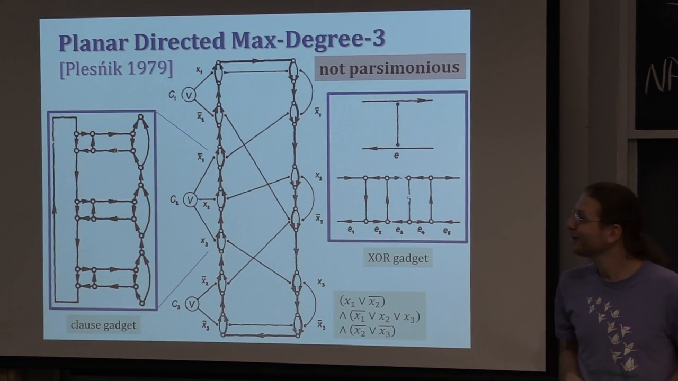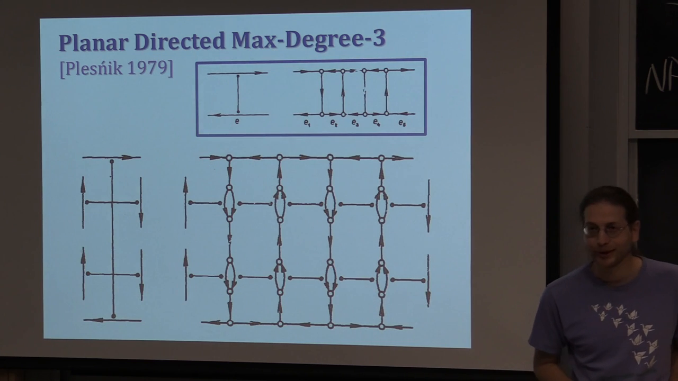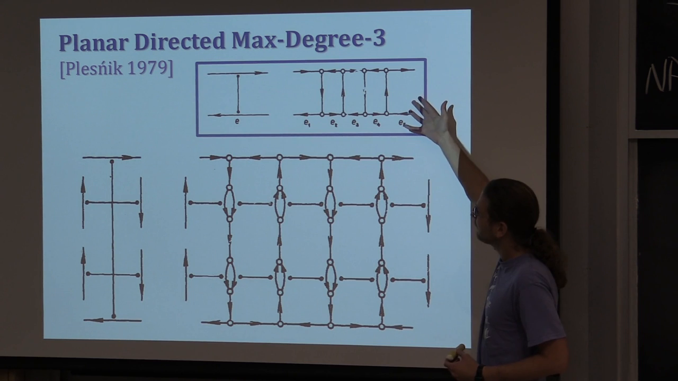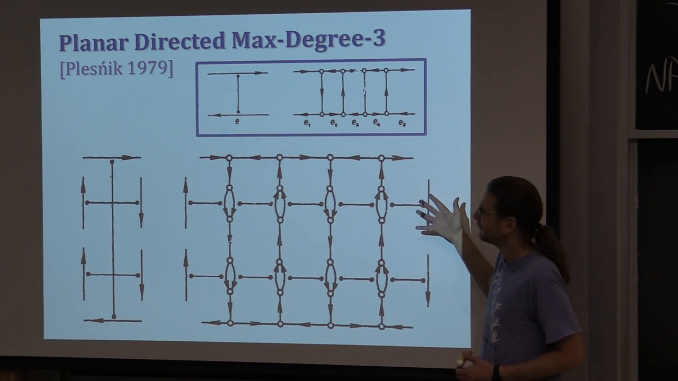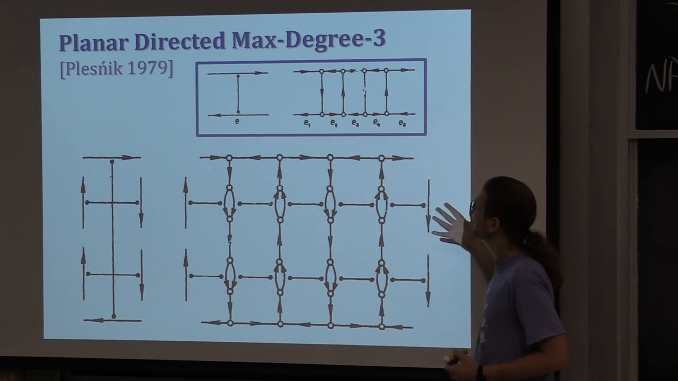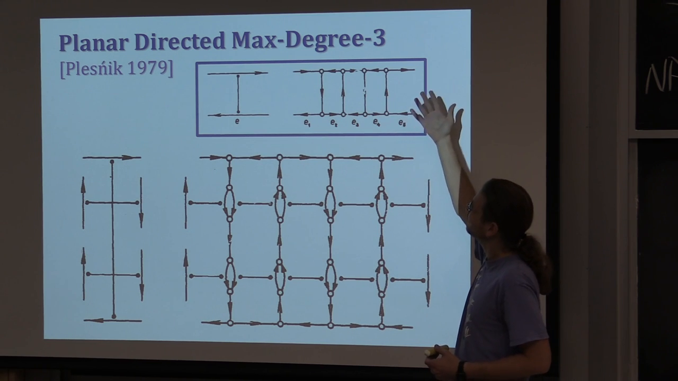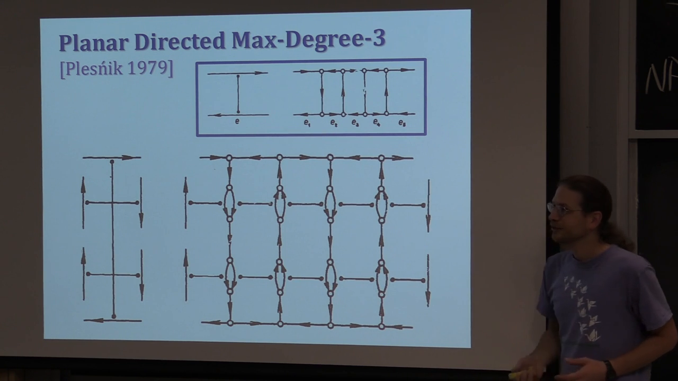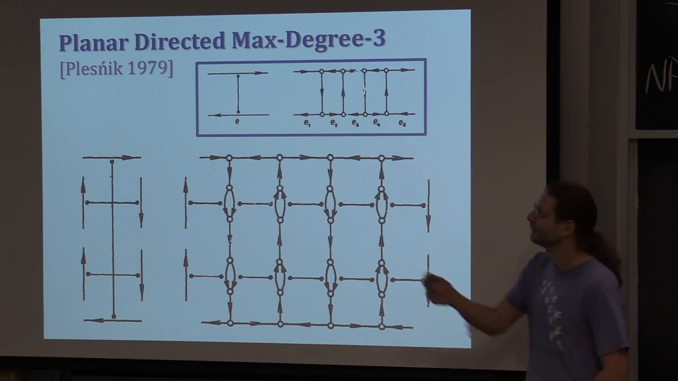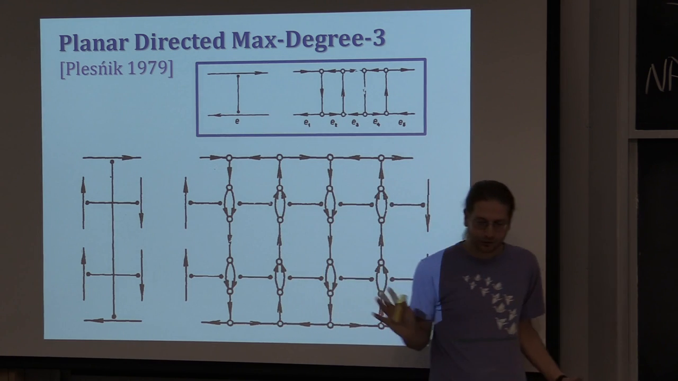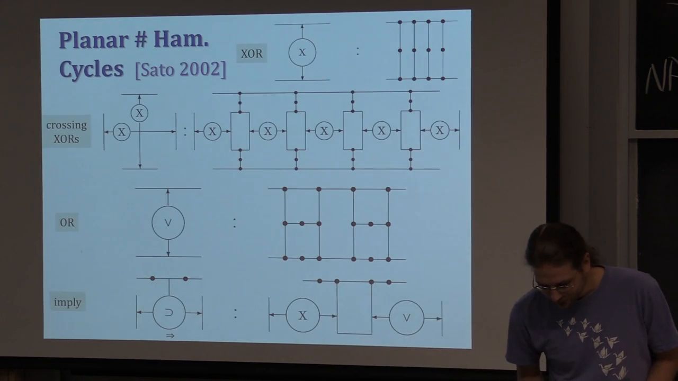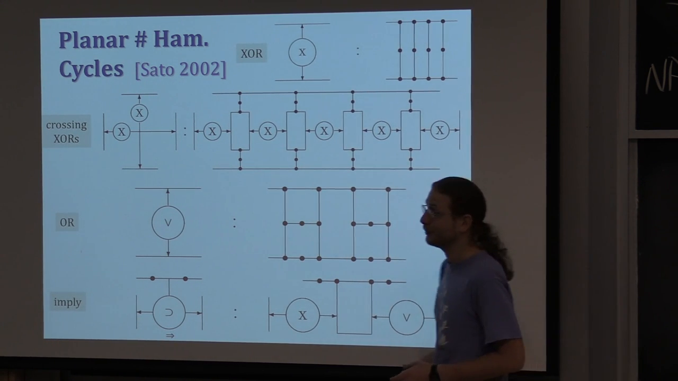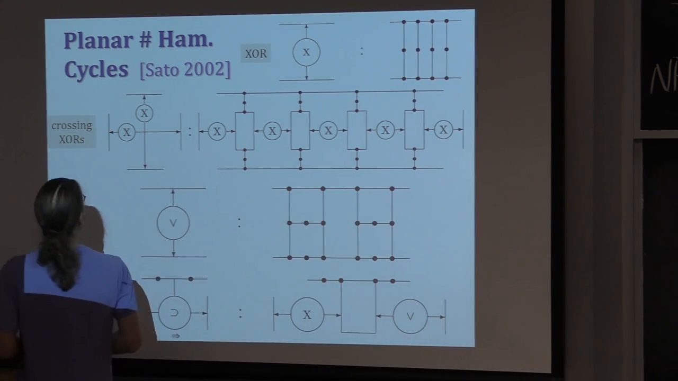But parts of this proof are useful, and they were used to make a parsimonious proof. So the part that was useful is this XOR gadget and the way to implement crossovers. So just remember that you can build XORs and that you can cross them over using a bunch of XORs. So only XOR connections, these notations, can be crossed in this view. We're going to build more gadgets, and this is a proof by Sato in 2002. It was a bachelor's thesis, actually, in Japan.